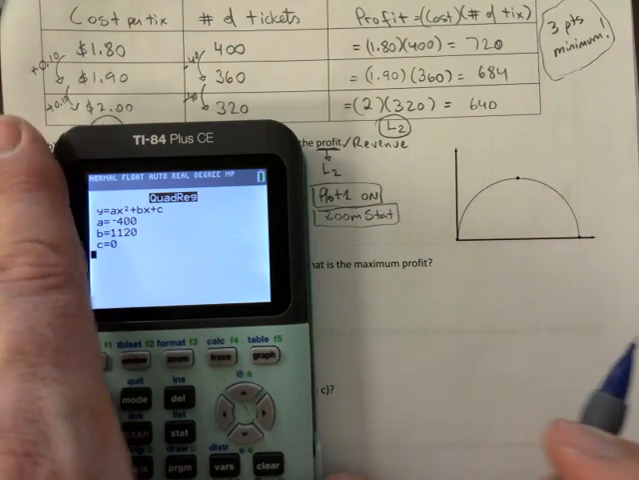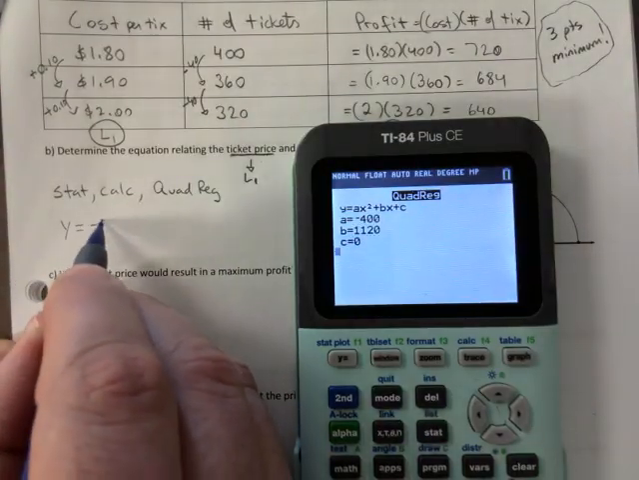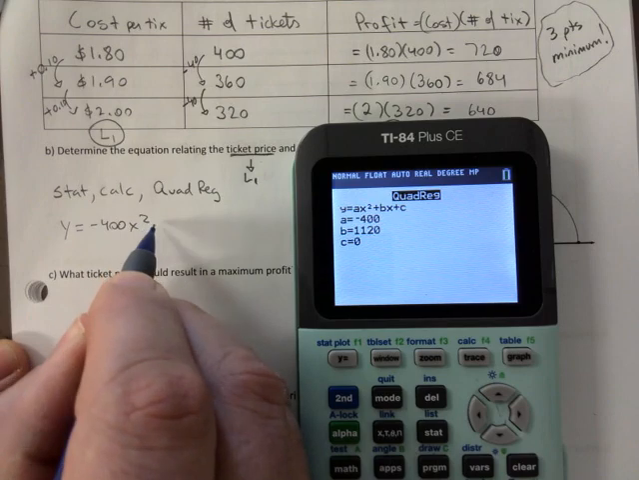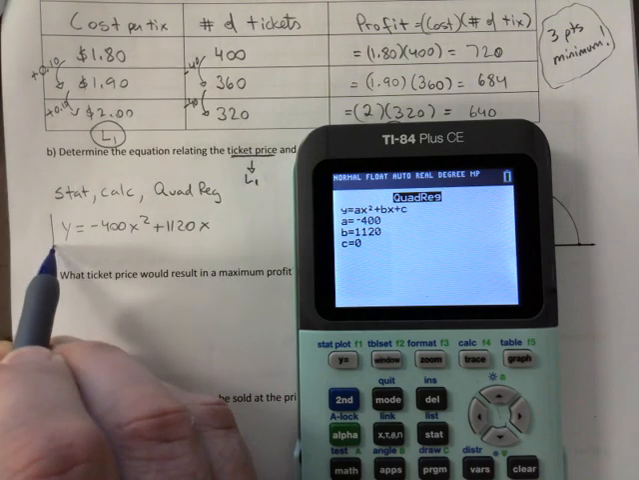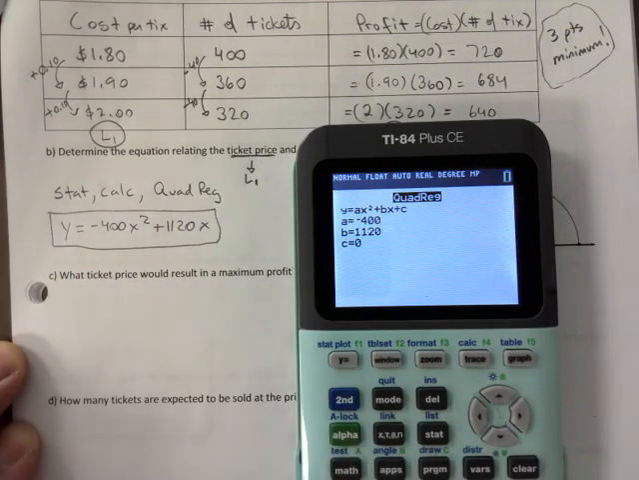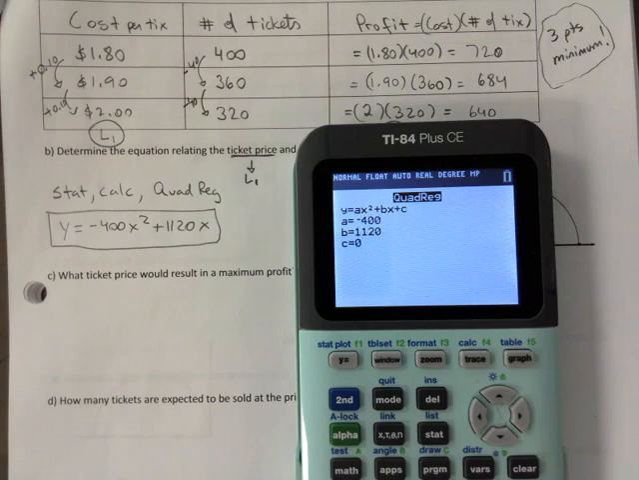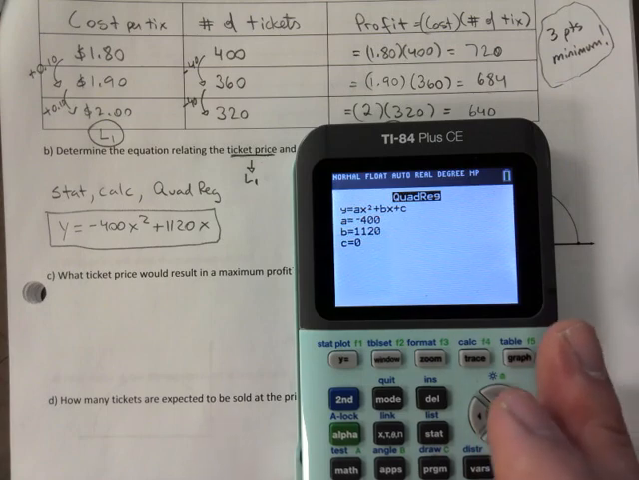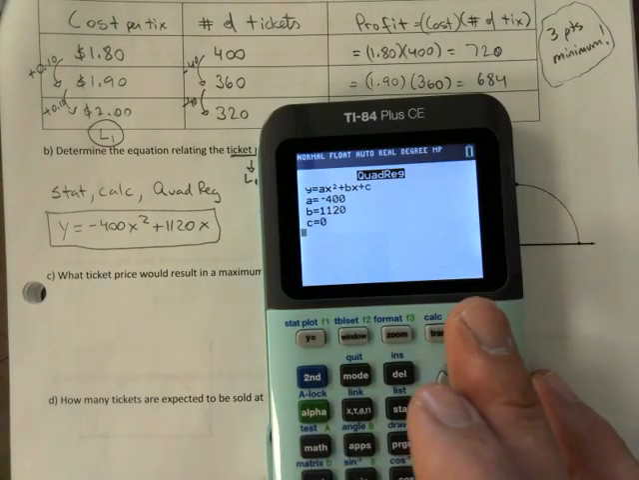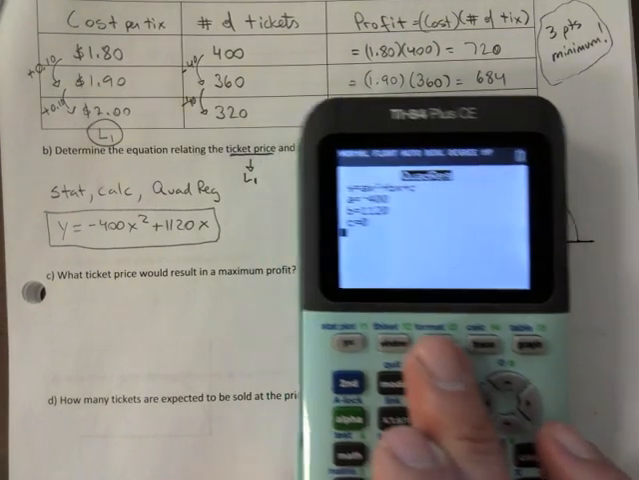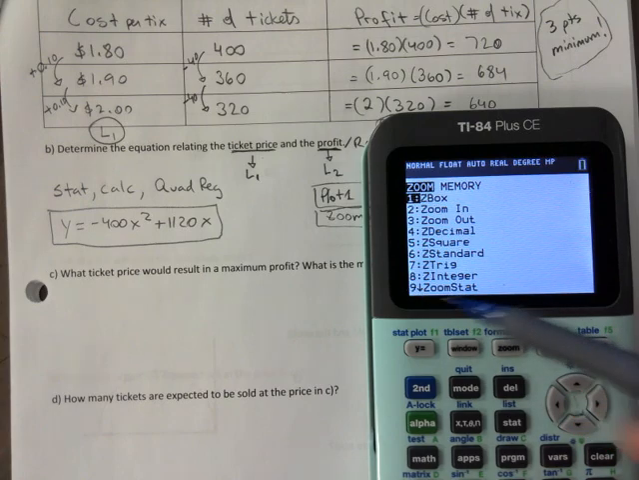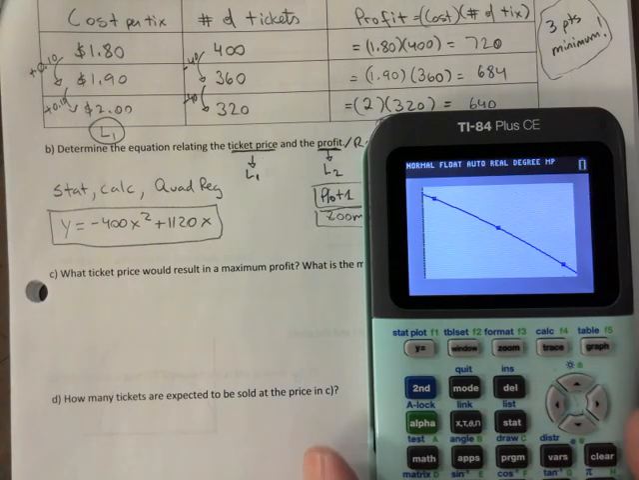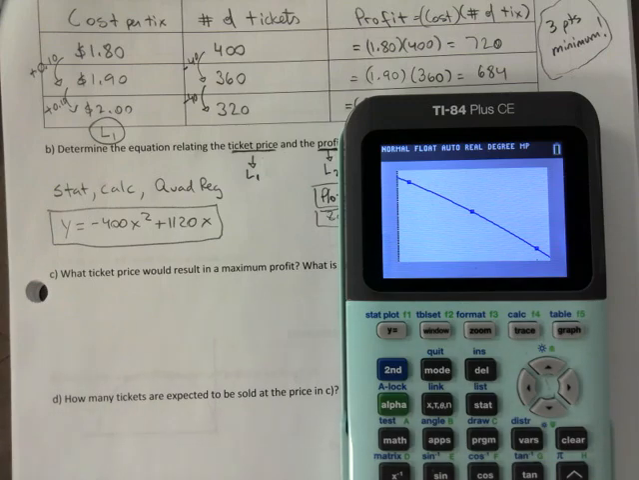And there it is. So I'm going to write that down. Negative 400x squared plus 1120x. And guess what? C is 0. My y-intercept is 0, which is what I expect. If I don't sell any tickets, I'll make 0 profit. Okay. So let's graph this now. You can try zoom stat. I'm going to do that. Okay, zoom 9 is basically zoom stat. And it's not the greatest, but at least I see my curve.